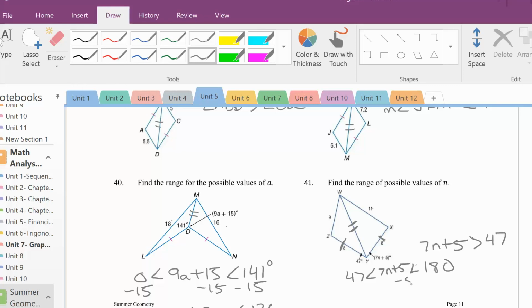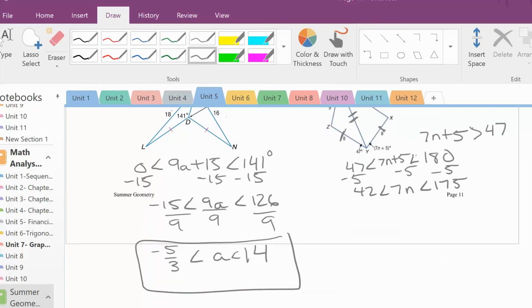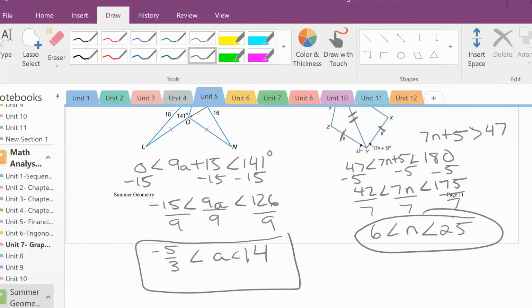So when we subtract 5, we get 42 is less than 7n, less than 175. Divide by 7, you get 6 is less than n, which is less than 25. So basically, that n has to be between 6 and 25.